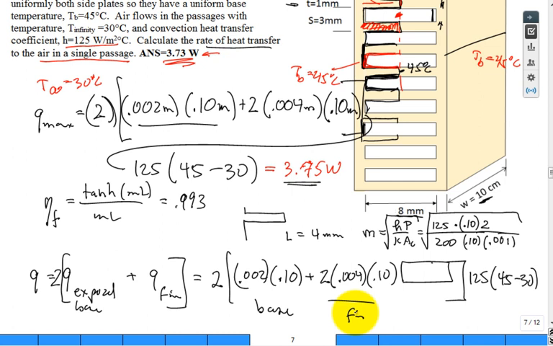And so you just multiply now by your 0.993. The base is still 100%, and then this is the finned part, right? So if you run that number, do you get 0.373? I'm sure you do.